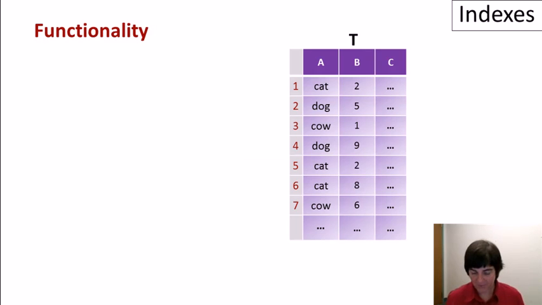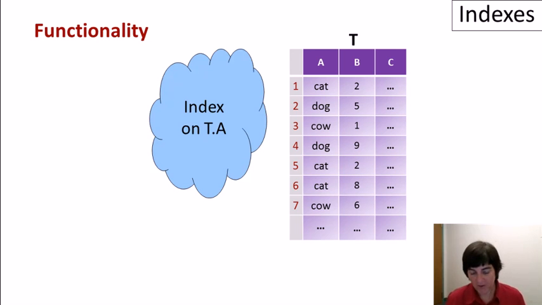So let's suppose we have a very simple table T that has 3 columns, but we're going to focus on columns A and B. We can see that column A is a string-valued column with animal names, and column B is an integer column. Now, we're going to be asking queries that involve conditions over these 2 columns. In order to speed up those queries, if we're concerned about evaluating conditions on column A, then we can build an index on that column. We call that an index on column T.A.